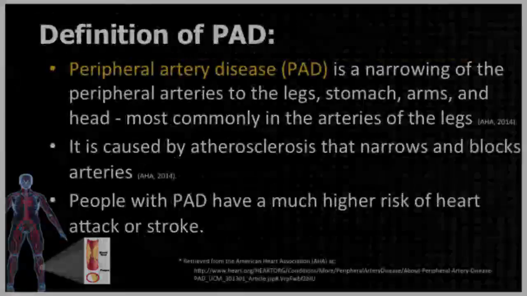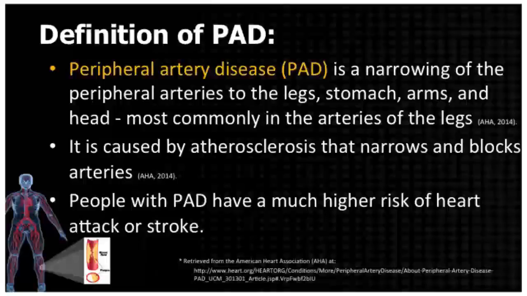So the definition of PAD, peripheral arterial disease, is a narrowing of the peripheral arteries to the legs, stomach, arms, and head, most commonly in the arteries of the legs. We know that patients that are at risk for PAD are also at risk for coronary arterial disease. And this is related, obviously, to the narrowing of the arteries, most often related to arterial sclerosis, which blocks the blood flow in the arteries. People with PAD have a much higher risk of heart attack and stroke, again because of the link with PAD to coronary arterial disease.